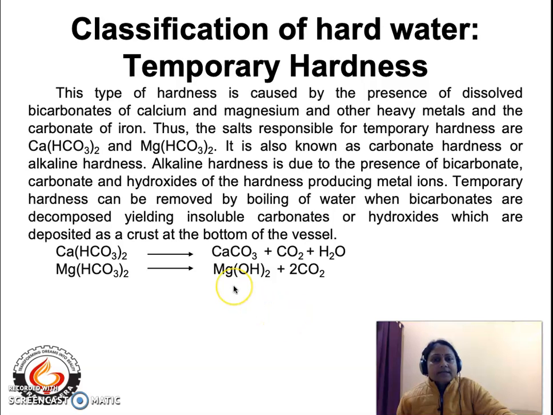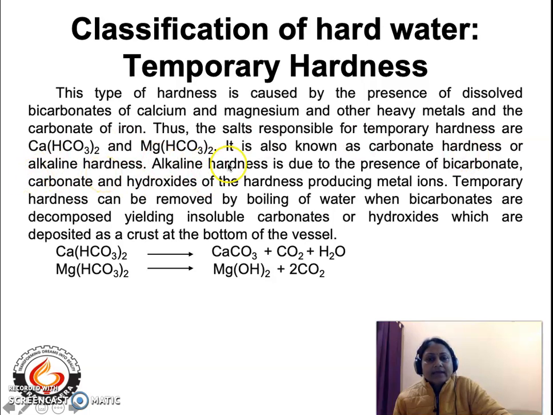Now, let us classify the hard water. We know that hard water is classified into two types. One is the temporary hardness, the other is the permanent hardness. Now, the temporary hardness is because of the presence of the bicarbonates of calcium, magnesium, and other heavy metals like the carbonates of iron, and it is also called the carbonate hardness or the alkaline hardness.